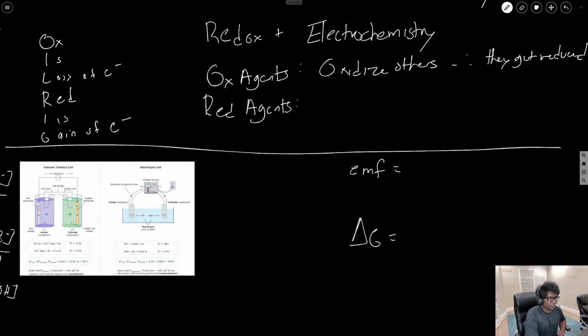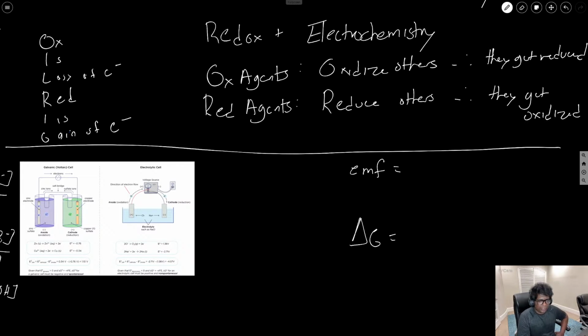Now, using that logic, reducing agents, they reduce others, right? Therefore, they get oxidized. I struggle with this a lot. I went through so many different problems getting it wrong. Even when I thought I got it, I'd always get it wrong. So even if you think you understand this, make sure you know it cold.